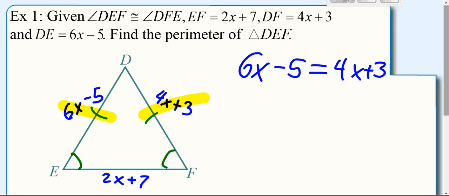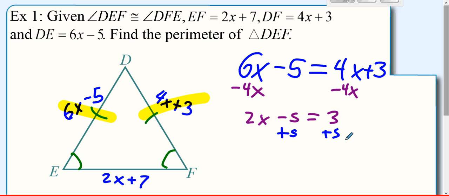Now we're going to solve for x. Once we know x, we can find the perimeter. So get your x's together. Add 5 to both sides. 2x equals 8. And then divide by 2, you get x equals 4.